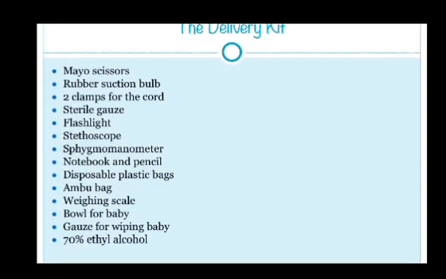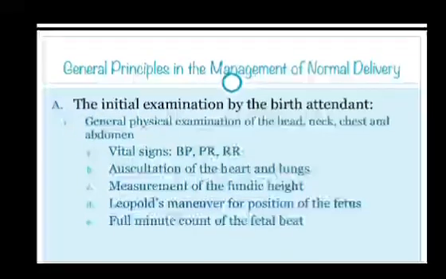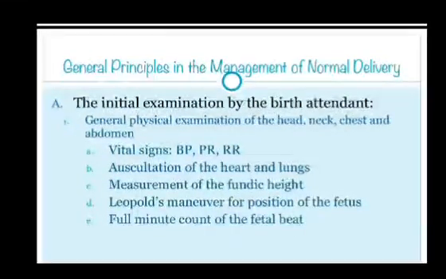Delivery kit. The delivery kit we use here includes Mayo scissors, rubber suction bulb, 2 clamps for the cord, sterile gauze, flashlight, stethoscope, sphygmomanometer, notebook and pencil, disposable plastic bags, Ambu bag, weighing scale, bowl for baby, gauze for wiping baby, and 70% ethyl alcohol. Here we can look at the general principles in the management of normal delivery.